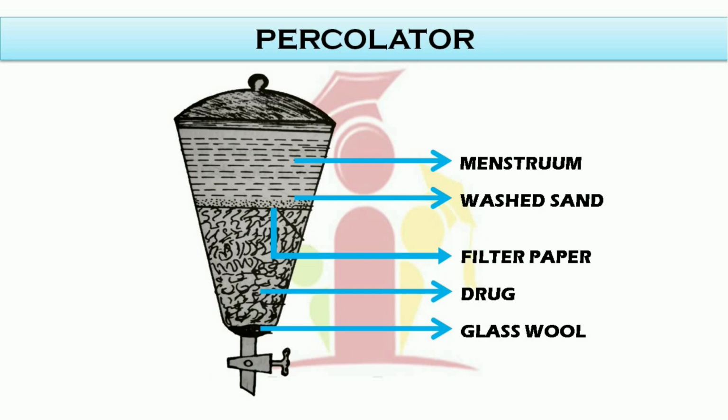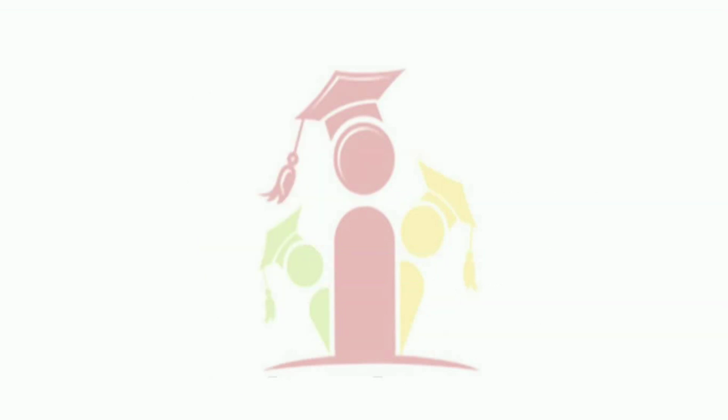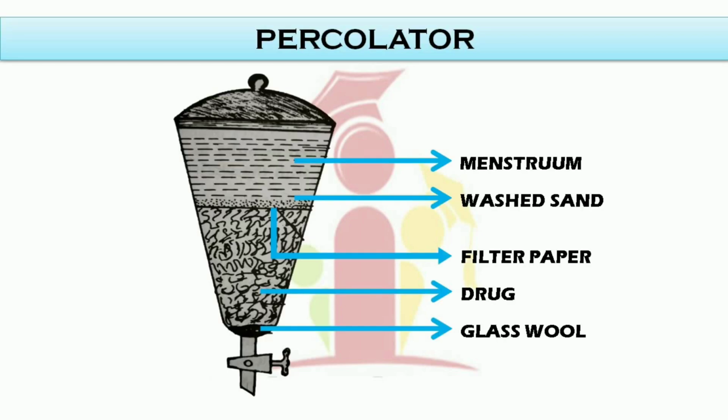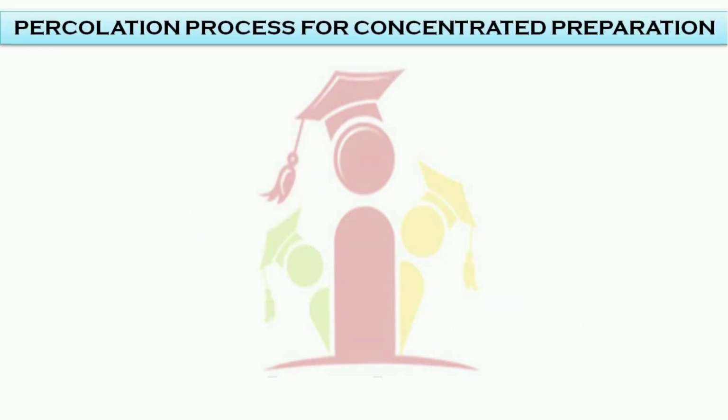Percolation is continued until the drug is fully exhausted, which can be checked by chemical tests, or absence of color, or absence of the bitter taste. Then finally, after collecting the percolate, the marc is taken out and pressed. The liquids are mixed and the volume is adjusted. Finally, it is filtered to get the clear product.